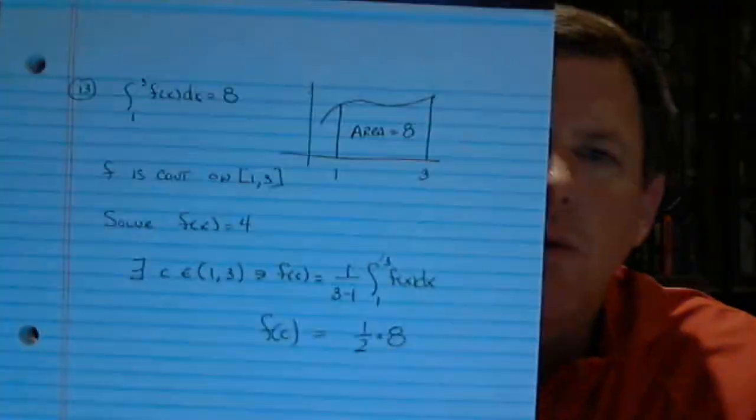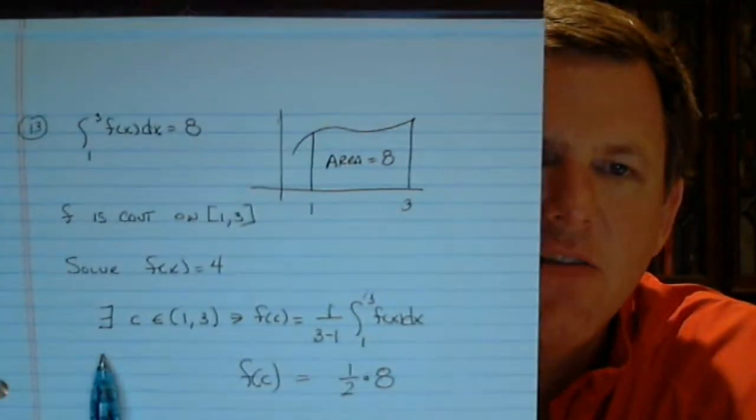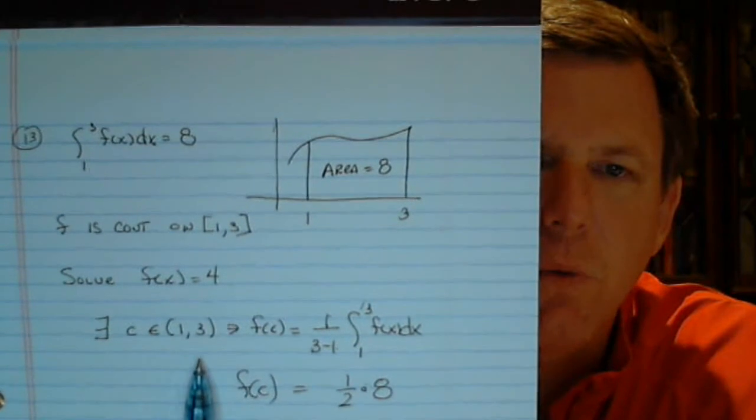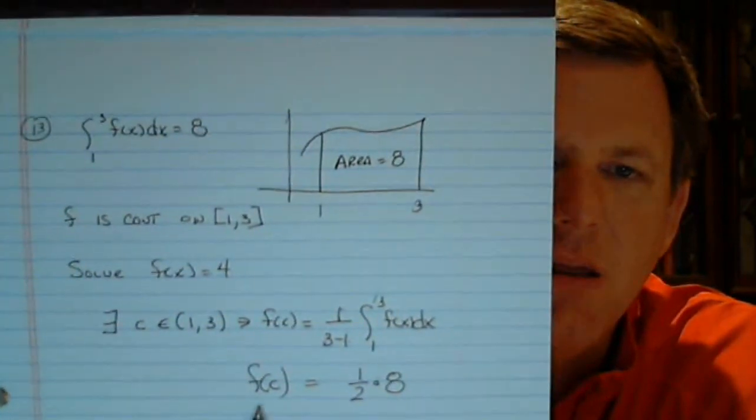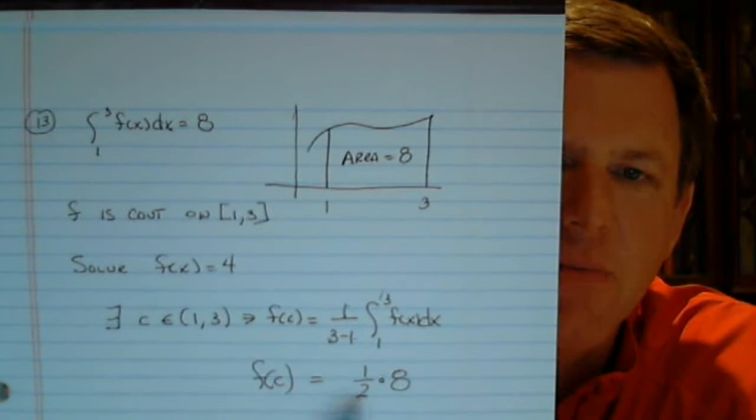If we read down here, this sentence says there exists a C in the interval from 1 to 3 such that f of C has to equal 1/2 times 8. Well, 1/2 times 8 is 4. So we just proved, using the mean value theorem, that somewhere in the interval, the function has a value of 4. Now, it may have 20 places where it has a value of 4 between 1 and 3. But that's not what they asked us. They asked us to show there's at least one. And we did. It happens at C. Now, we don't know where C is.